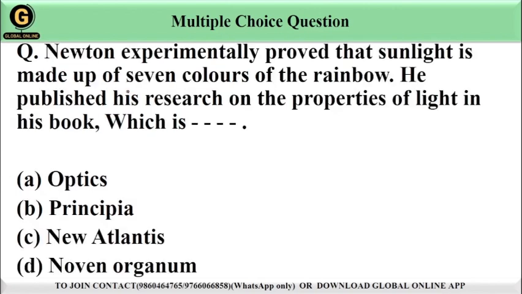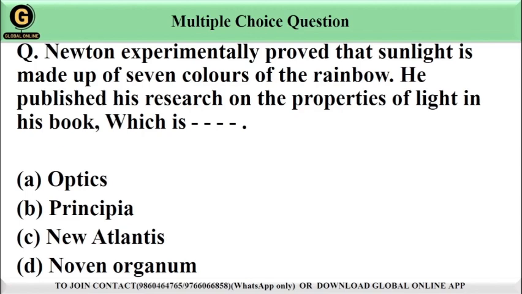Newton experimentally proved that sunlight is made up of 7 colors of the rainbow. He published his research on the properties of light in his book, which is dash dash. Options are option A, Optics, option B, Principia, option C, New Atlantis, option D, Novum Organum. So friends, Newton was a renowned scientist in physics. He published his research on properties of light and his discovery that sunlight is made up of 7 colors of a rainbow in his book Optics.